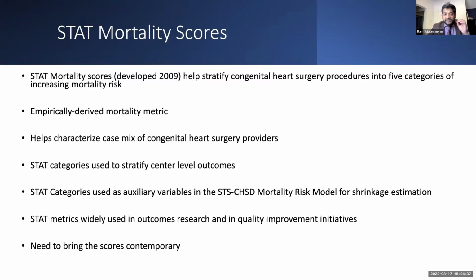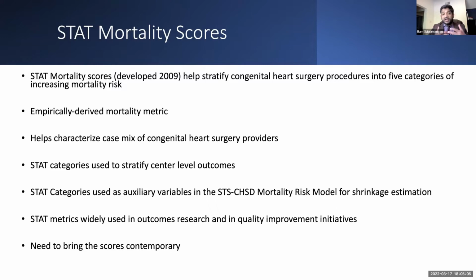So it's a metric that's fundamentally different from, say, the Aristotle score, for example, which is based on complexity of the operation. The STAT score is based entirely on the mortality that is associated with a given congenital heart procedure in the database. And this is going to become important as we go through in future to see where the scores are now. The stat mortality scores help us characterize the case mix of congenital heart surgery providers.